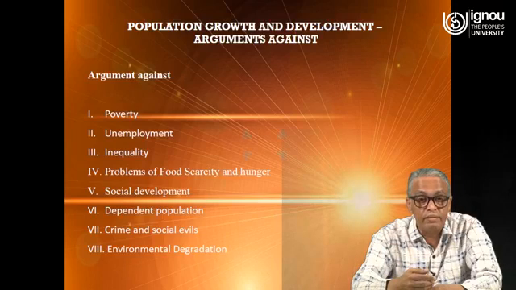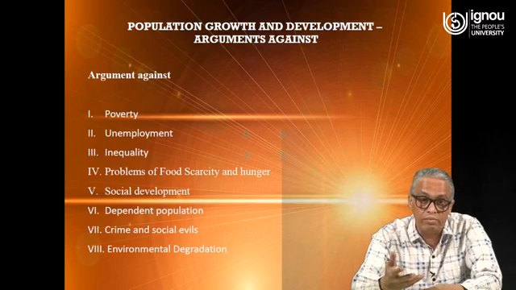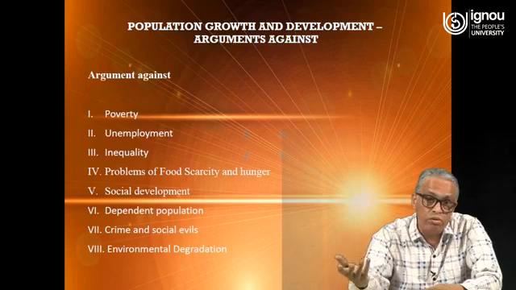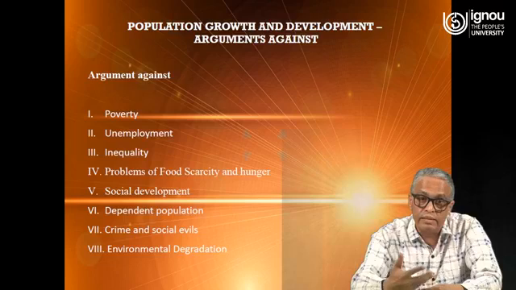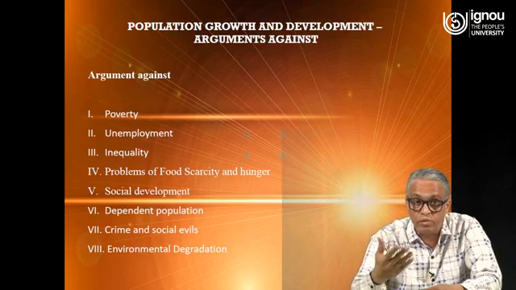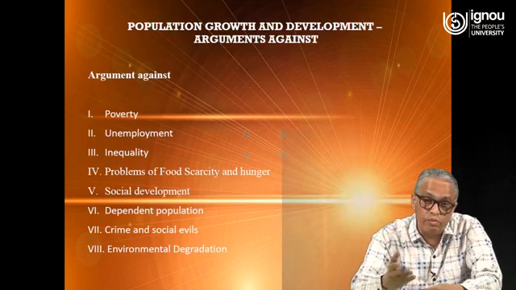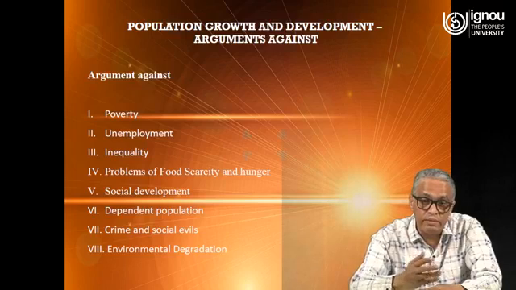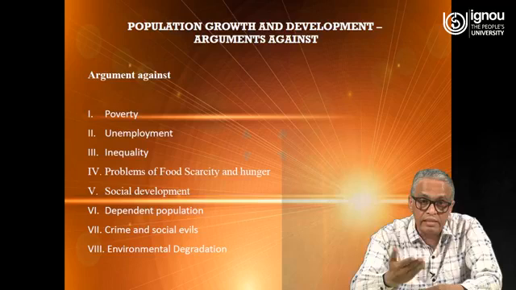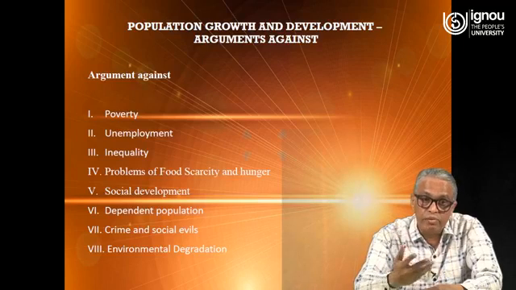Then dependent population. When you have a larger population, ultimately you will have more children in the age group of 0 to 14, and also people above the age of 65 years. They will be a dependent population, and if workforce participation is low, the dependent population will be more of a burden. Then it will lead to crime and social evils. What about the migration of rural population to urban areas? It is seen that those who stay in slums, informal settlements and informal sectors contribute to a rise in social crimes and social evils.